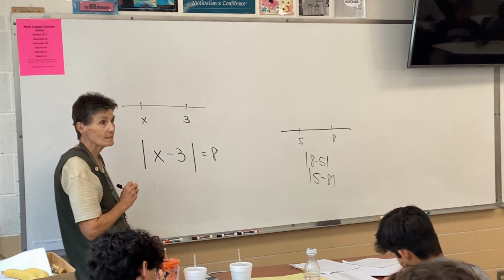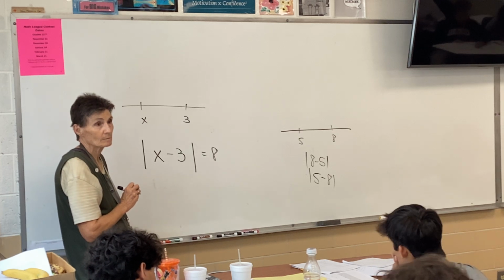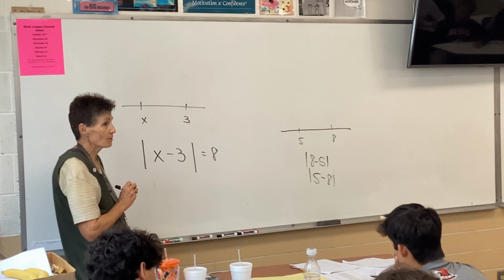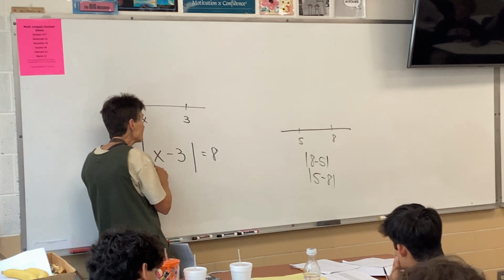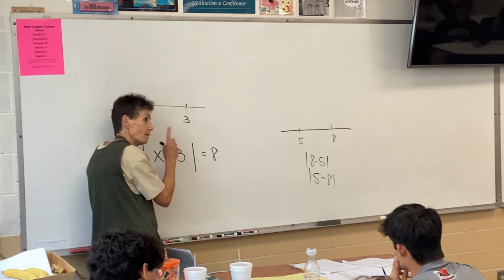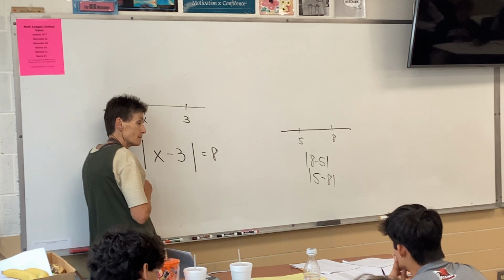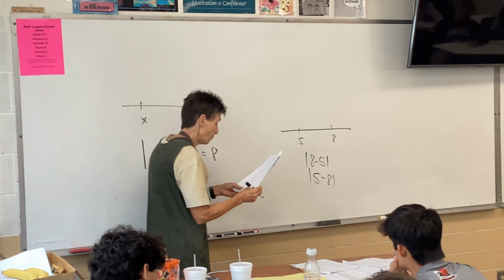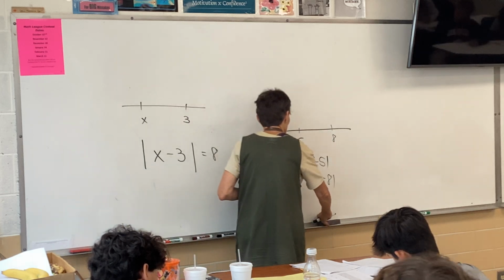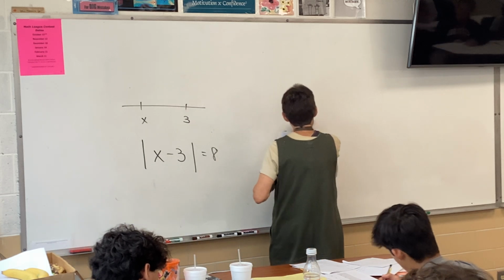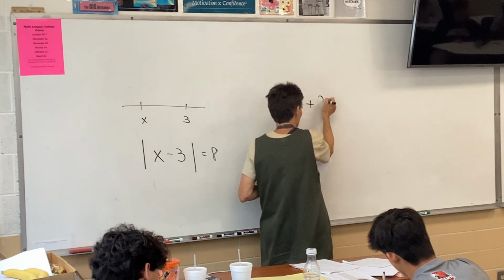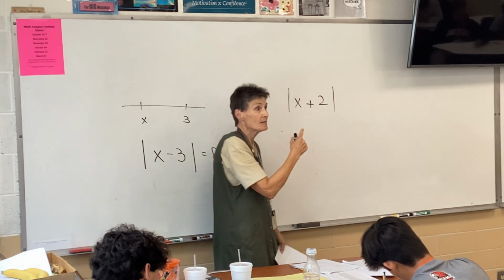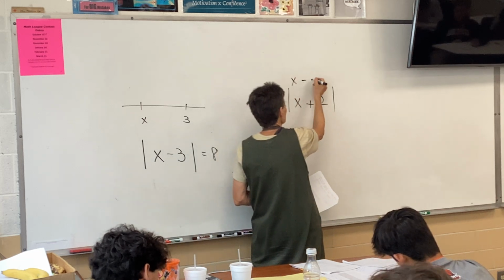You have written your equation. That's all there is to it. Distance is the absolute value of the subtraction, the difference. So what will B look like? Absolute value of x plus 2. How many caught that? It's actually x minus negative 2.